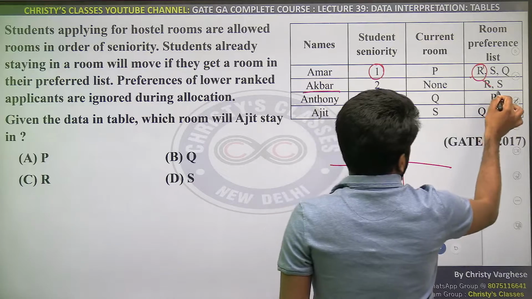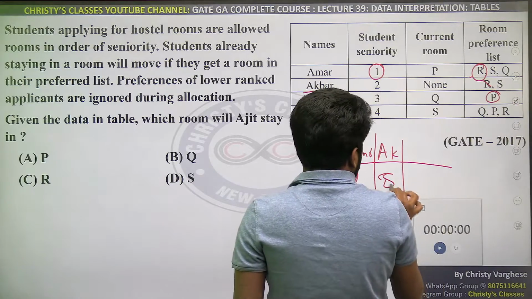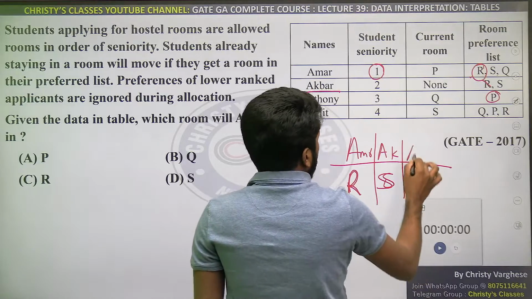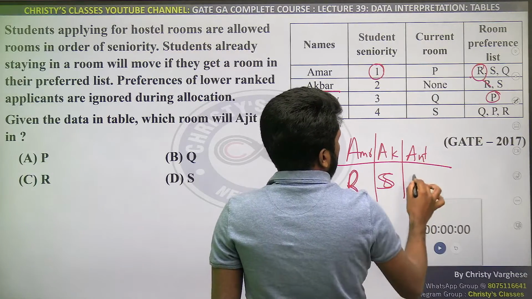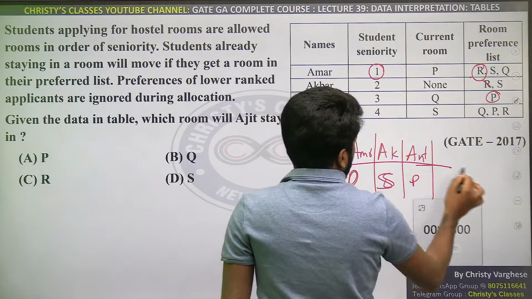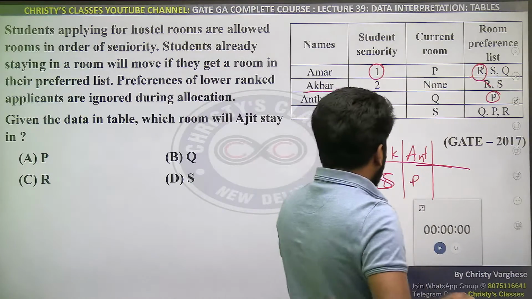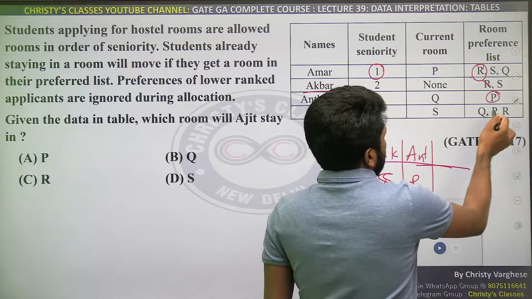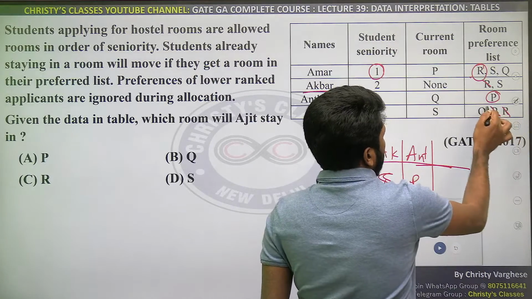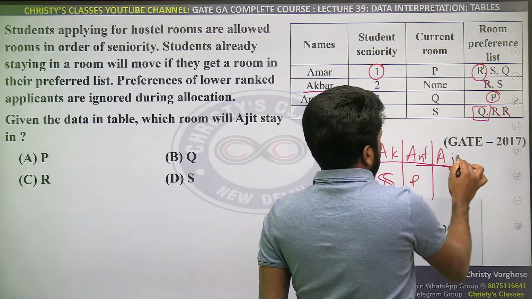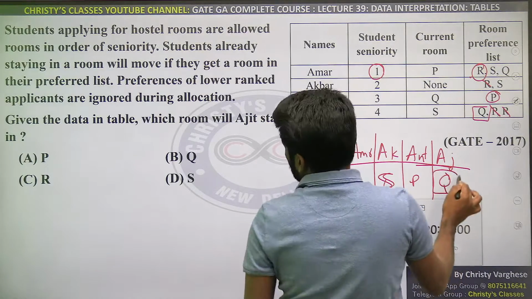Now Anthony को एक ही preference है P मिलना, and P is not taken by any of the previous senior persons, so Anthony can be given P, no problem. That means first three senior most people are given rooms R, S and P respectively. So R, S and P given means Ajit should be given Q. So Q is the answer.